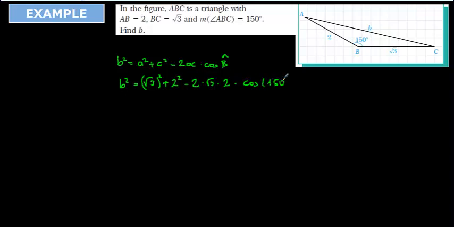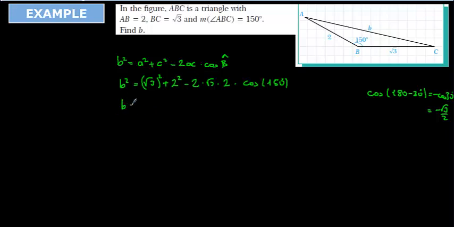Now cosine 150 we cannot calculate directly, that's why I'm going to use the reduction formula here. Cosine of 180 minus 30 is equal to minus cosine 30, and that's equal to minus root 3 over 2. Okay, for cosine 30, from up to down, if you count 0, 1, 2, 3, it's going to be 30 degrees, and it's going to be minus root 3 over 2.